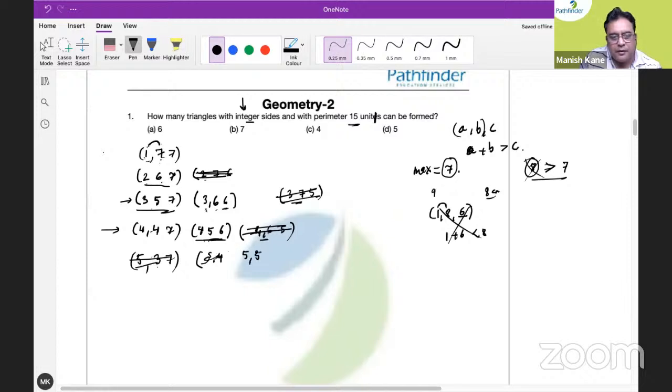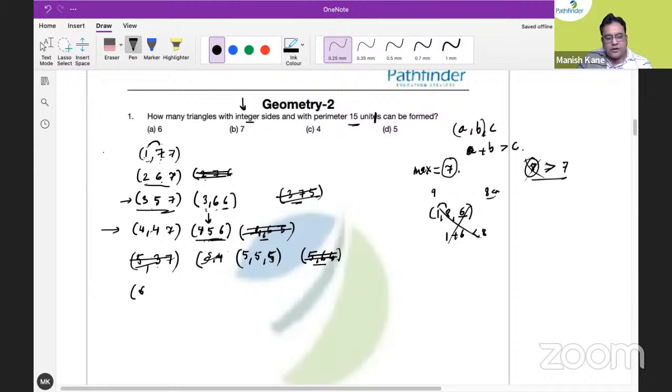What about 5, 5? Can we have 5, 5, 5? Yes, we can have 5, 5, 5. Correct? Any other triangle? Can we form 5, 6? If I take 5, 6, the third side is 4. Again, it's already covered here.